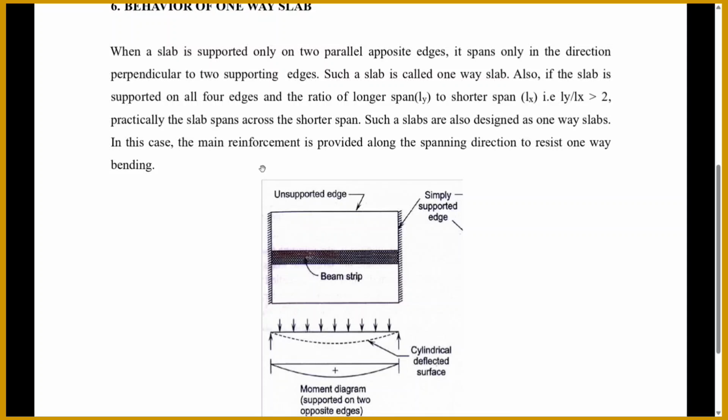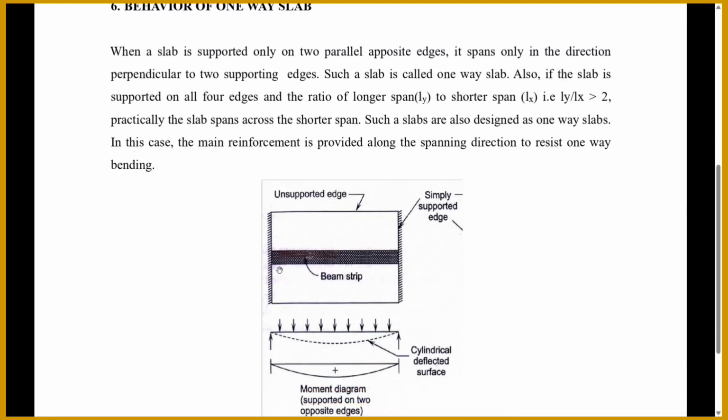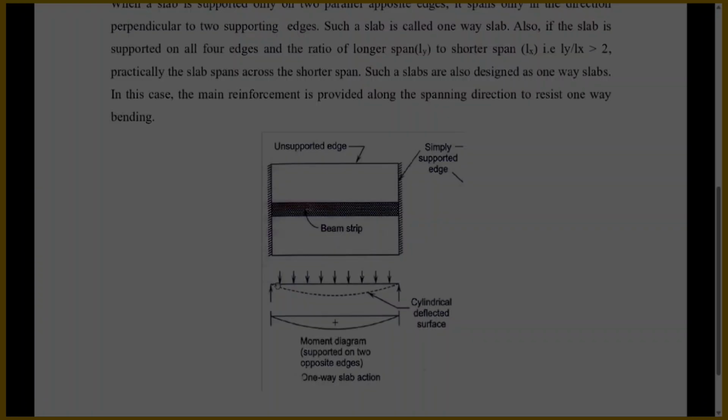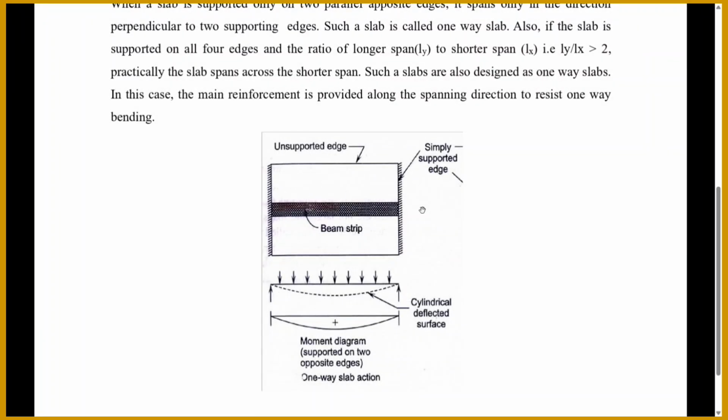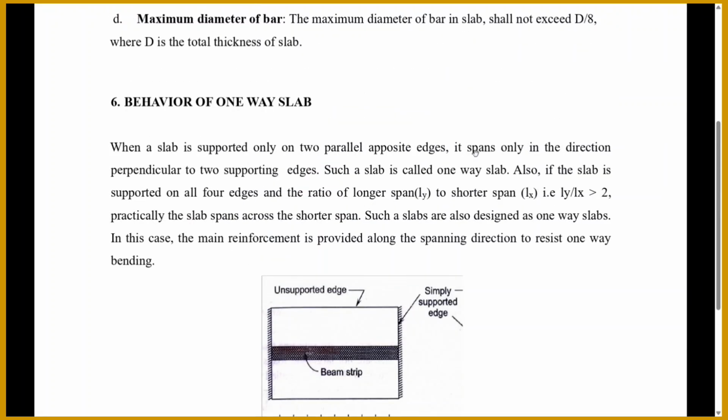Next is our one-way slab. Behavior of a one-way slab. When a slab is supported on two parallel opposite ends, as you can see in the figure, this is the supporting of the slab, this is the deflection diagram of the particular slab, and this is the moment diagram of the one-way slab. It spans only in the direction perpendicular to the two supporting ends. As you see in the figure, such a slab is called a one-way slab. This is the definition of the one-way slab.